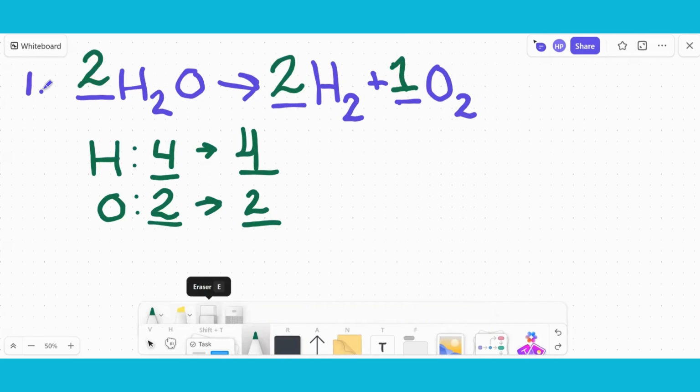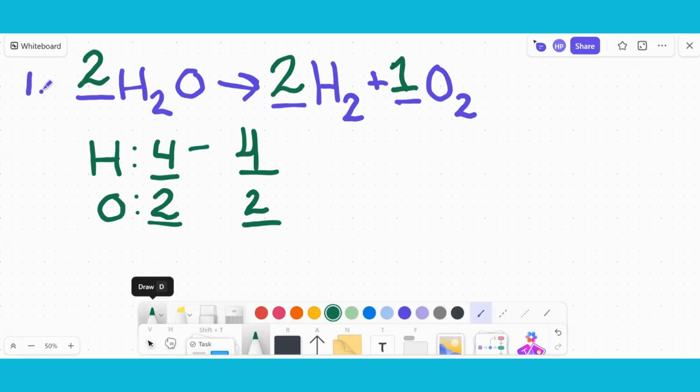Now, again, you can think of your arrow like an equal sign, and you can see that this equation is now balanced because we have 4 hydrogens on the left and 4 on the right, 2 oxygens on the left and 2 on the right. So this example is complete.